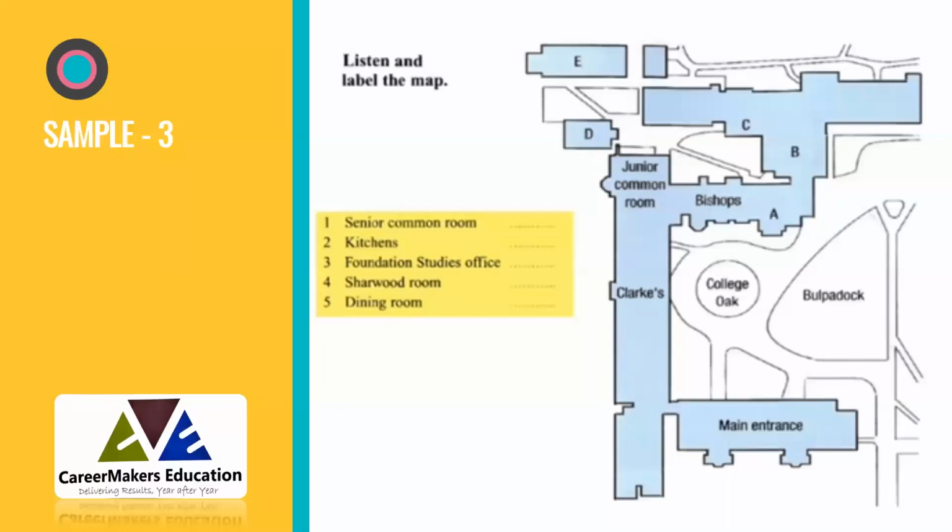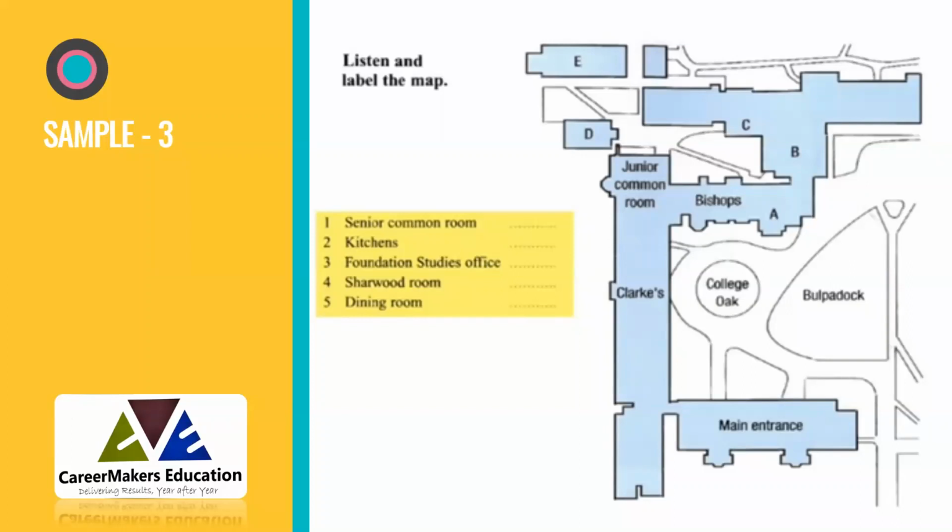Oh, excuse me. I'm looking for Trinity College. It's part of the University of Melbourne. Do you know where it is? Well, you're actually very close to where you want to be. From here, we're at the main entrance. Go straight on past the college oak, the oak tree on your left, and the bull paddock. That's the grassy area on your right. So the college oak is on the left. That's right. And go towards Bishop's, the building with the tower.